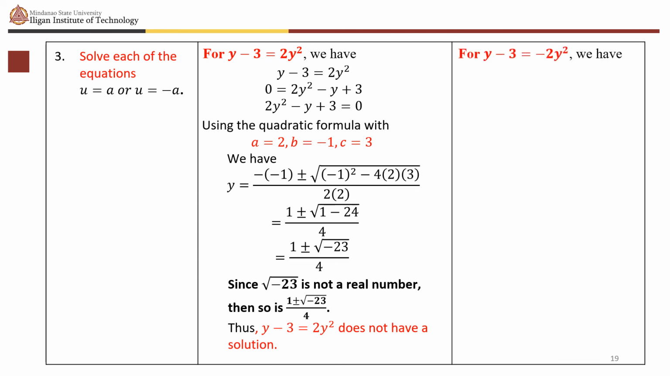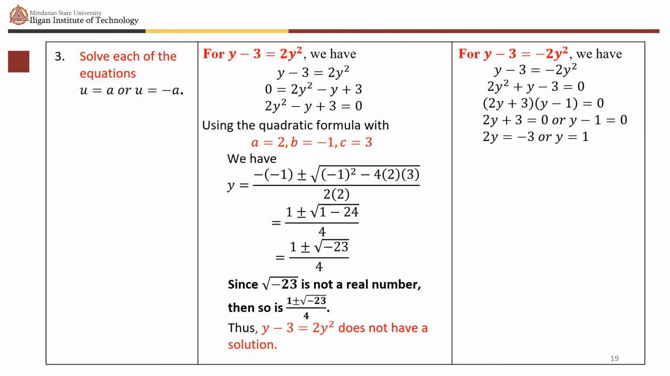For y minus 3 equals negative 2y squared, we have the following. That is, y minus 3 equals negative 2y squared. We can add 2y squared to both sides. So we will have 2y squared plus y minus 3 equals, this becomes 0 here. And then factor it if it's factorable.